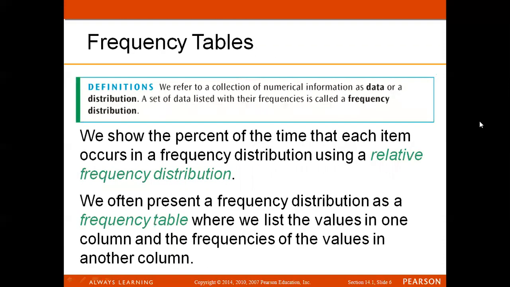Frequency tables. Definition. We refer to a collection of numerical information as data or a distribution. A set of data listed with their frequencies is called a frequency distribution. We show the percent of the time that each item occurs in a frequency distribution using a relative frequency distribution. We often present a frequency distribution as a frequency table where we list the values in one column and the frequencies of the values in another column.